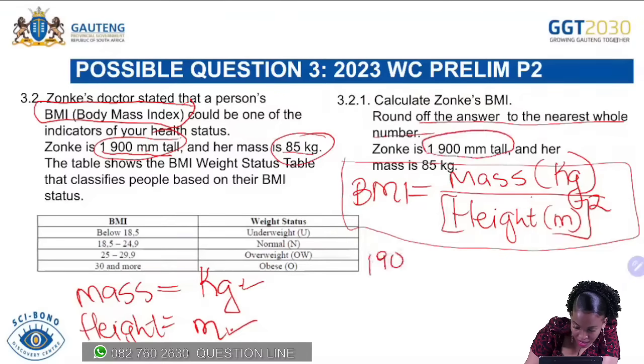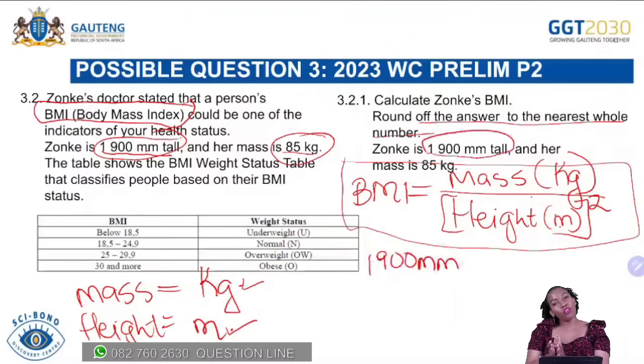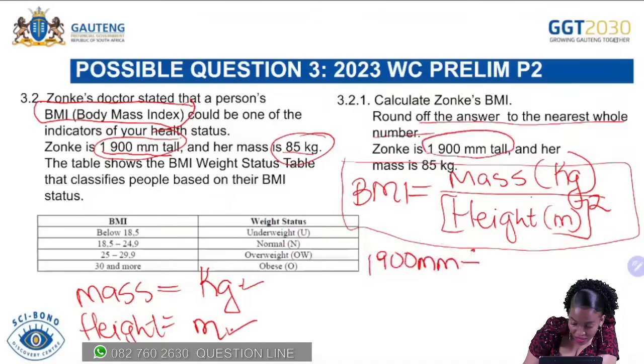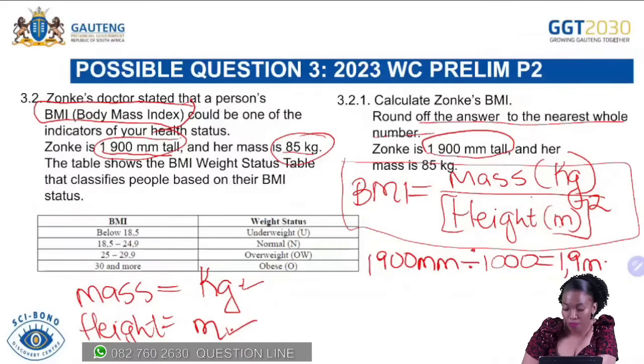So 1,900 millimeters. Here, you are converting from a smaller unit to a bigger unit. So you are dividing because you want to convert it to a larger unit. The conversion factor between millimeters and meters is 1,000. So 1,900 divided by 1,000 is 1.9 meters.